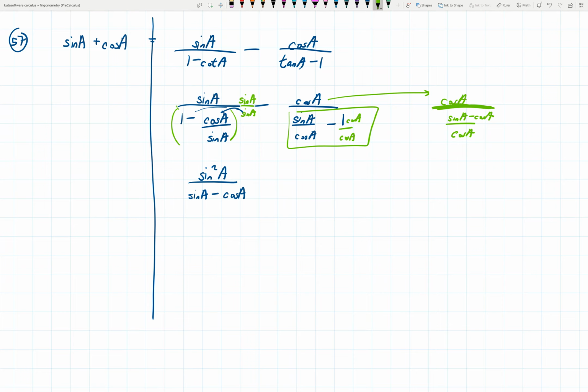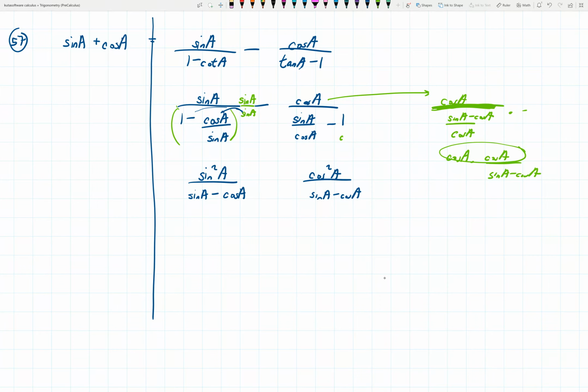And then you can flip and multiply, or you can multiply top and bottom by a cosine A, wherever you see it. I'm going to flip and multiply because that's what I said I was going to do. So cosine A divided by that is times the reciprocal. So I'm getting cosine squared on the top and sine A minus cosine A on the bottom. So yeah, that's not my favorite way to do it.